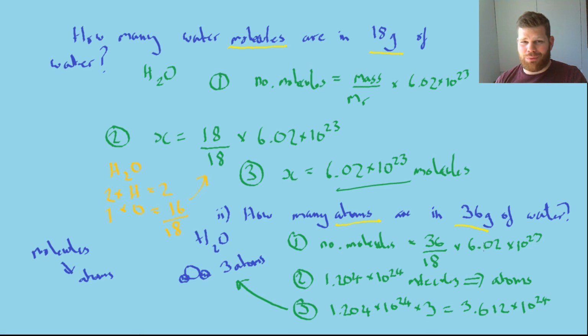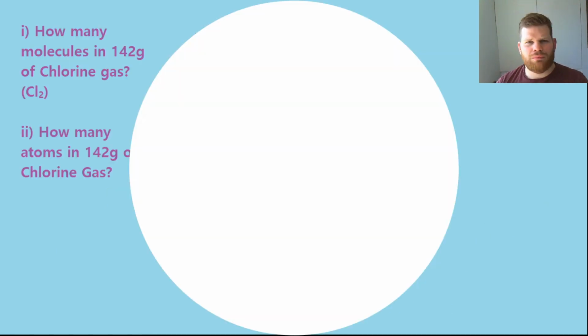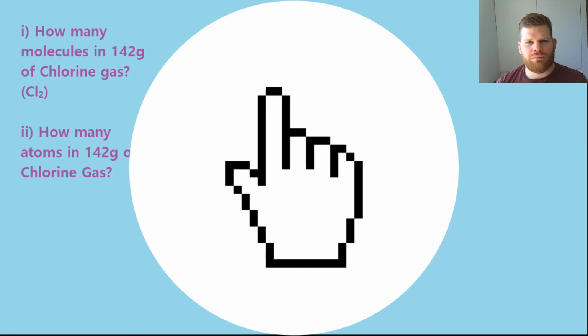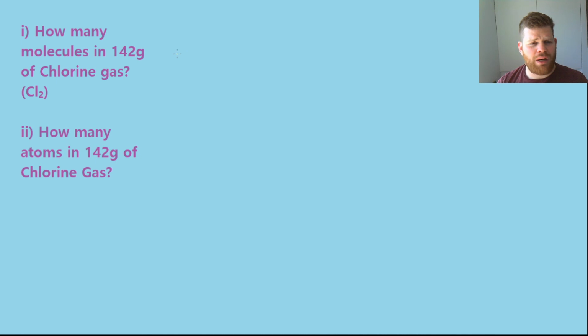As with the last few lessons, I'm going to give you a question, have a go at it, then we'll talk through it. Okay, so let's see how we've done. First off, important stuff in the question. We've got molecules, we've got 142, and we've got chlorine, Cl2.